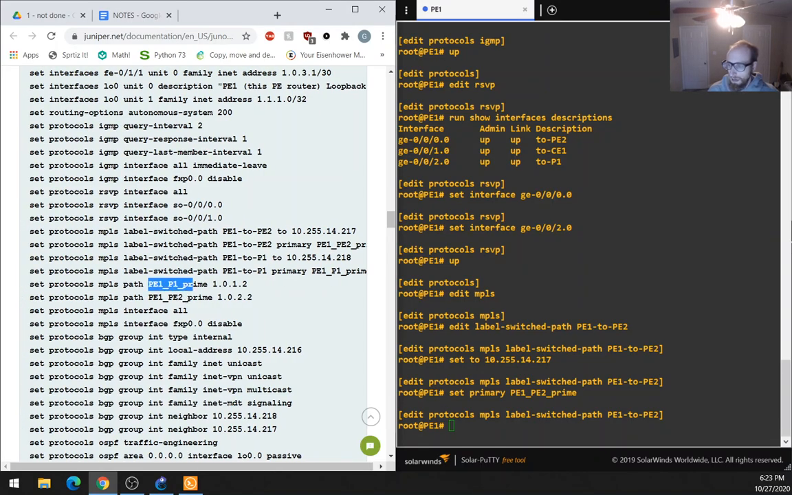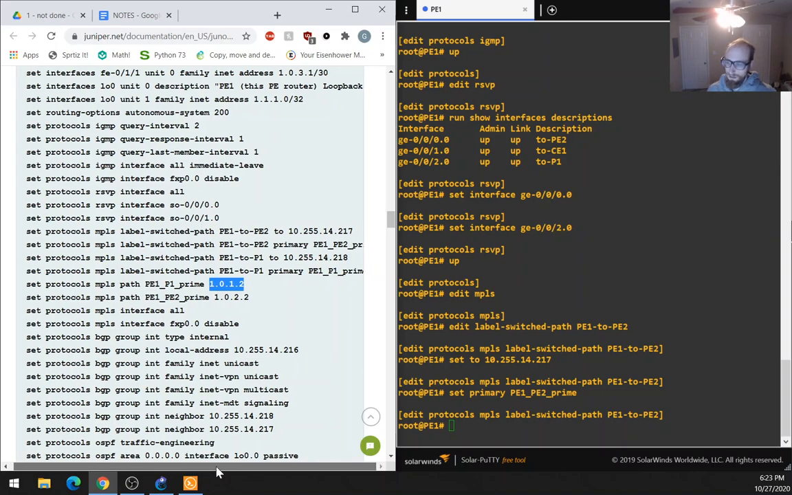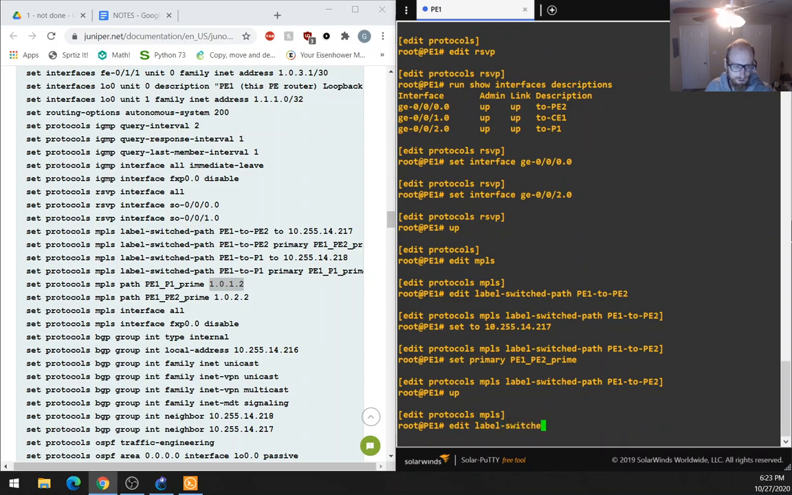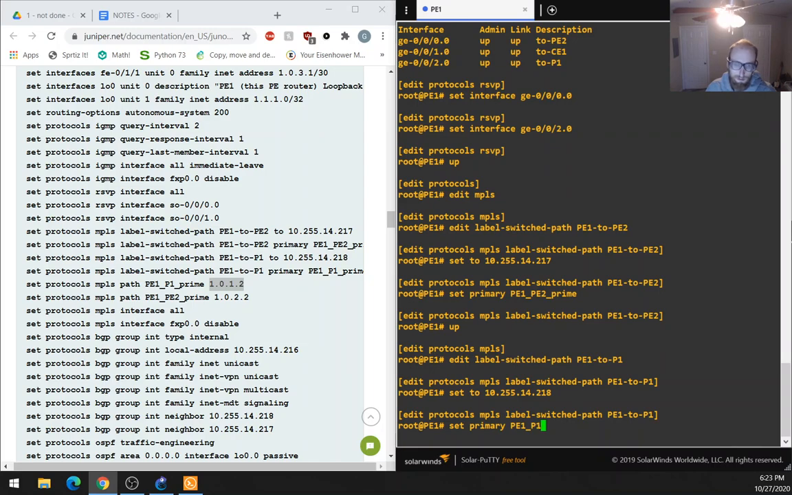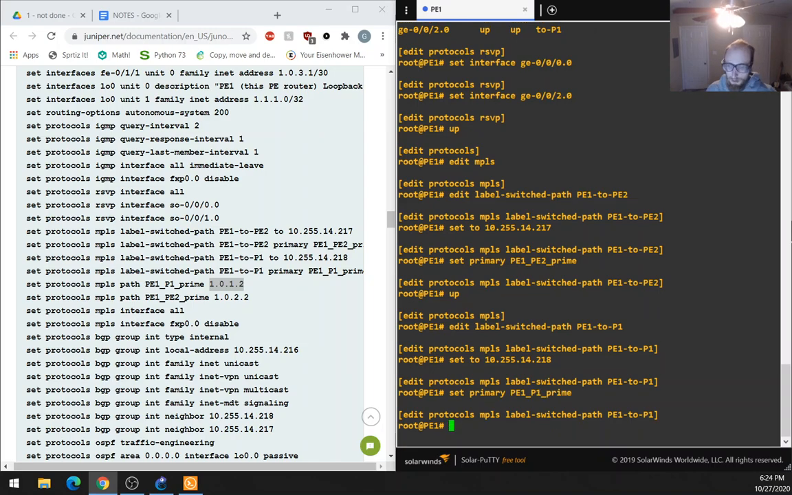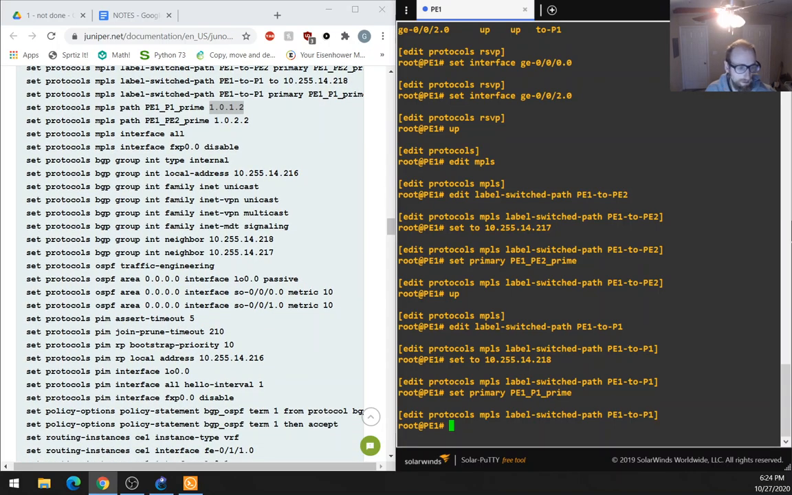We are. So we're going to be making a path here. Yeah, and that's going to be the... okay, so this is how we specify that we want it to be a multicast LSP. We create a path with the multicast address. I believe this is the address of the rendezvous point. I'm actually not sure. But let's do edit, label-switched-path, PE1 to P1, 18, primary, prime, perfect, okay.